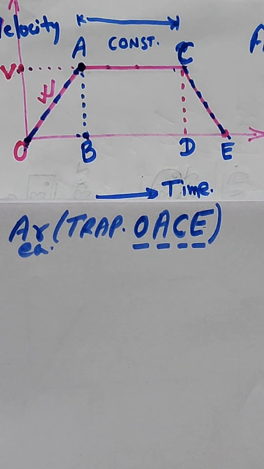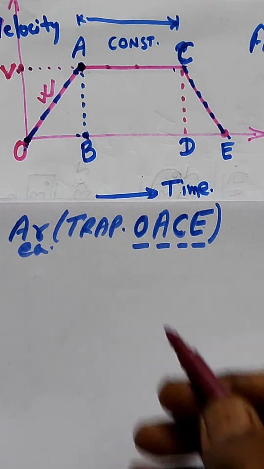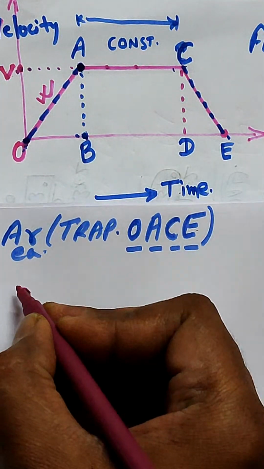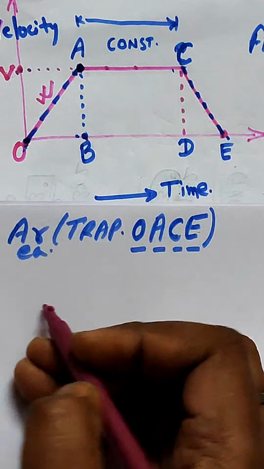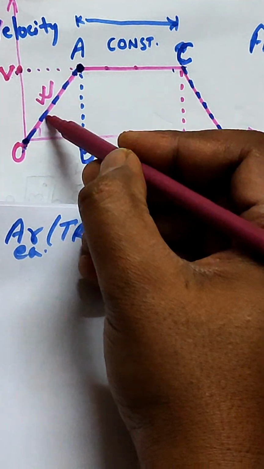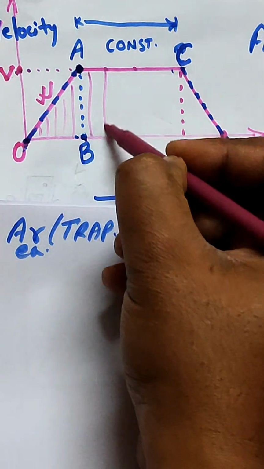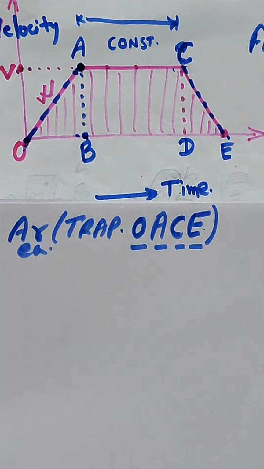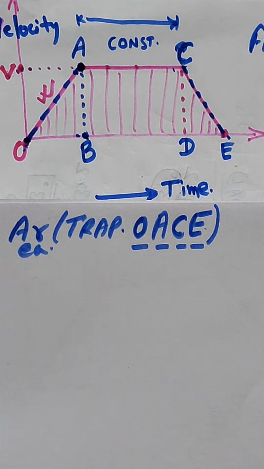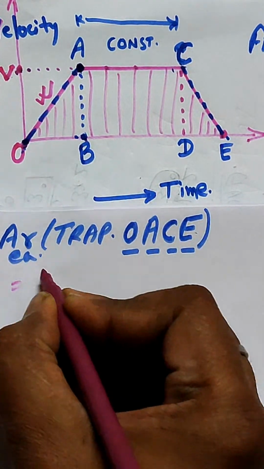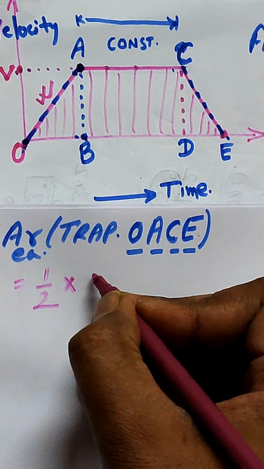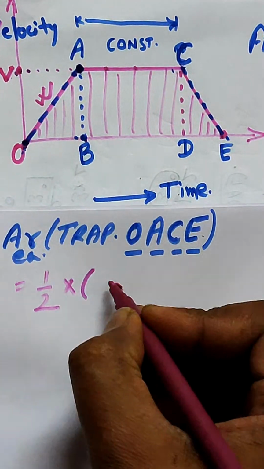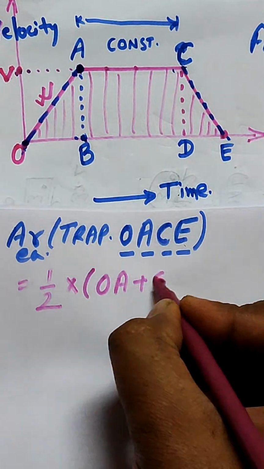Now, the area under the graph OACE is given to you as, you can see, OE. It's a trapezium. This entire figure is a trapezium. We will calculate that area. Okay. So the area of the trapezium is equal to half of the sum of parallel sides. That means OE and AC are parallel sides.